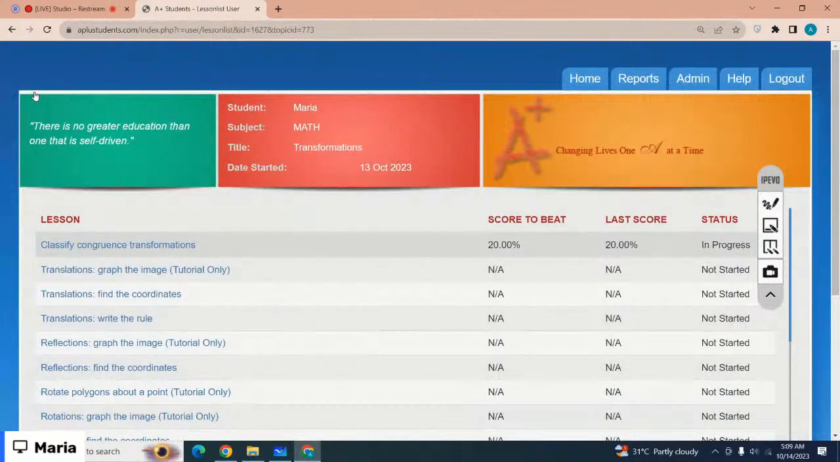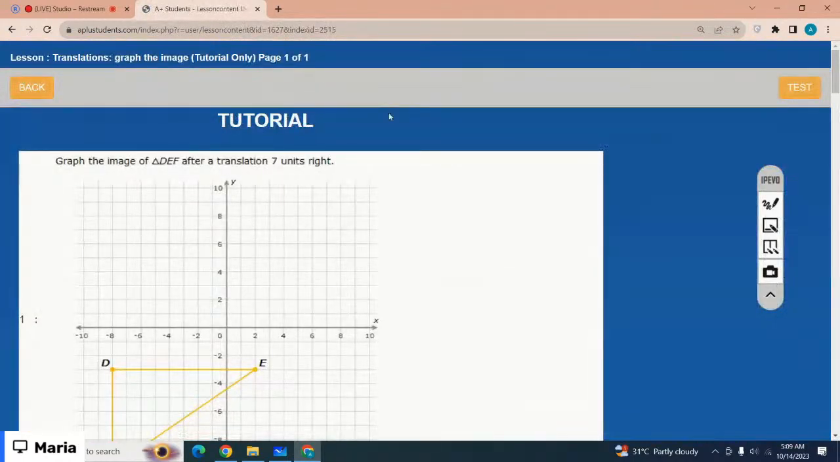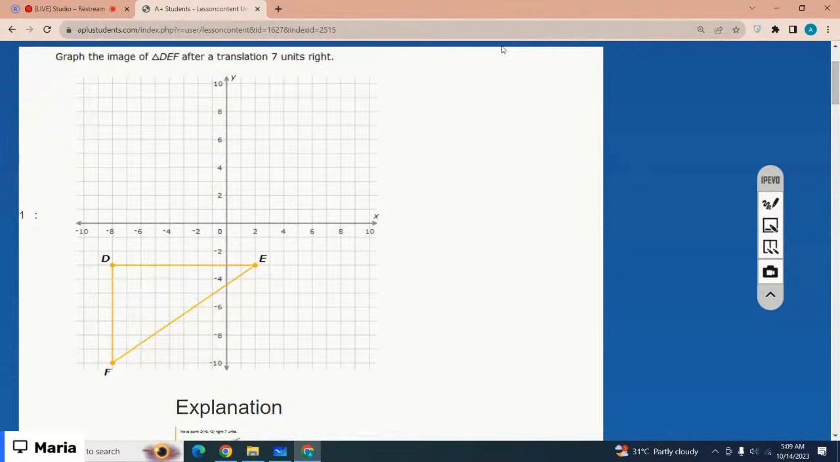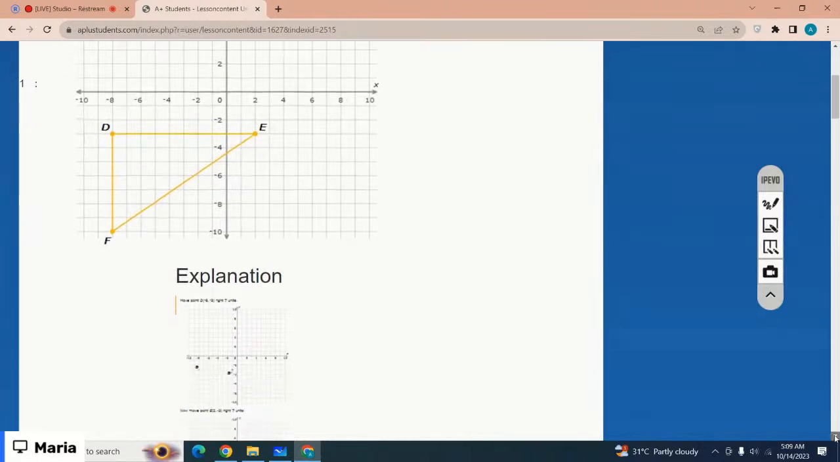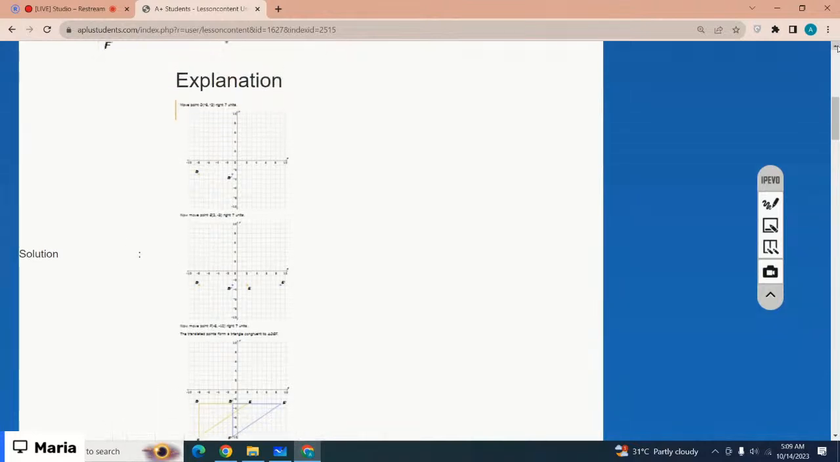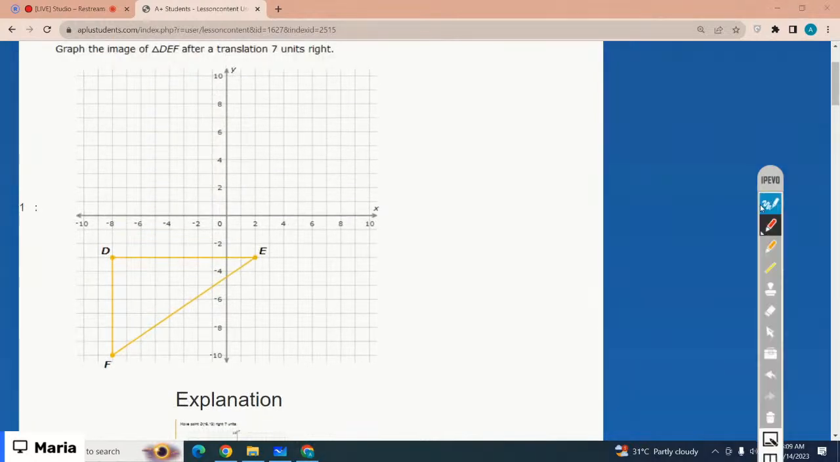The next one is translations graph the image. So let's just see how we graph the image. Graph the image of triangle DEF after the translation 7 units. So you have to move the image 7 units. When you move it 7 units, 1, 2, 3, 4, 5, 6, 7. E is now here.